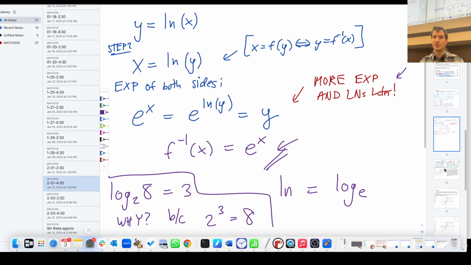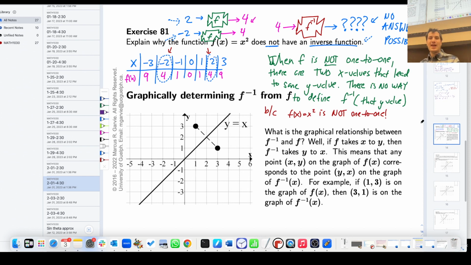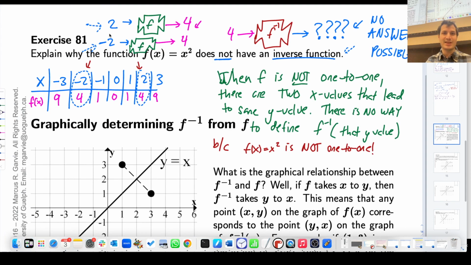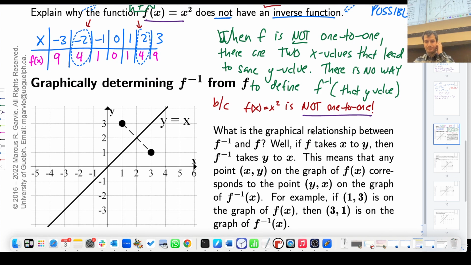Okay, let's move on. So exercise 81 is what we did last class, explaining that inverse functions and one-to-one go together, right? The only functions that have inverse functions are functions that are one-to-one. If you're not one-to-one, then you don't have an inverse function. So why does the function f of x equals x squared not have an inverse? Because it's not one-to-one. That's what we talked about last time.